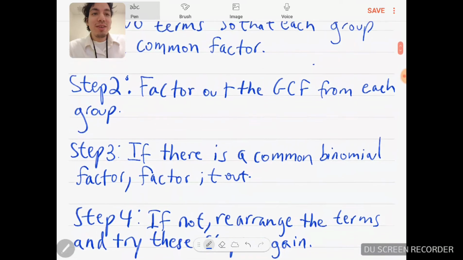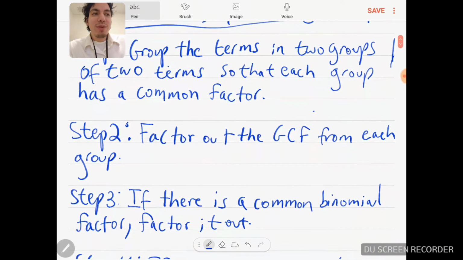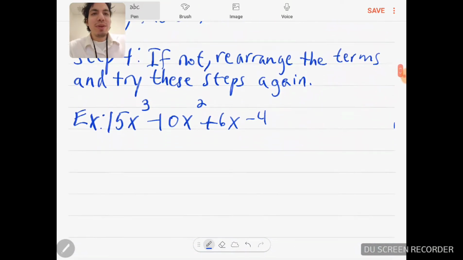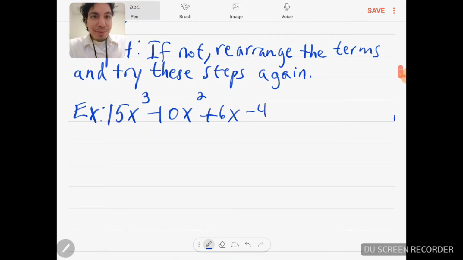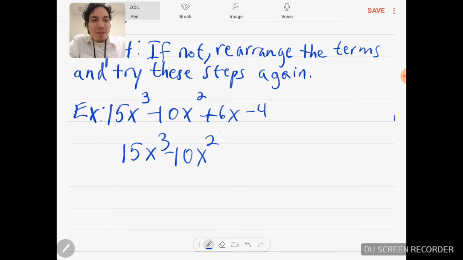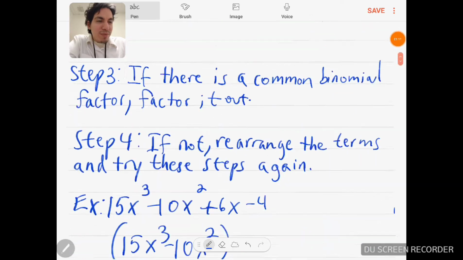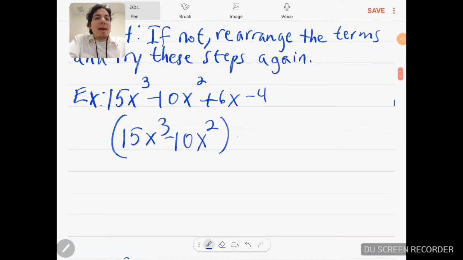So to factor by grouping, what you're going to do is this. We're going to take two terms here, and we're going to try to factor them out. So let's say I'm going to take 15x to the third minus 10x squared, and I'm going to factor it by grouping like this. And then I add 6x minus 4 in parentheses.